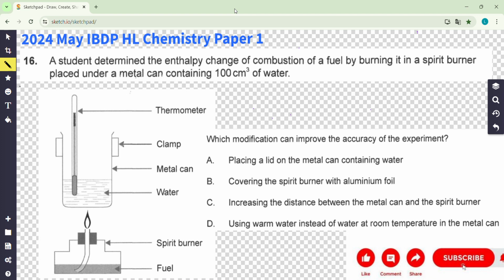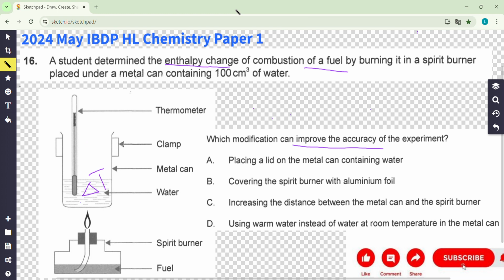Question 16 is about measuring the enthalpy change of the combustion of a fuel. How to measure it? By the change of temperature of the water. Okay. So the question is about how to improve the accuracy. Accurate, so less error. So where is the error of the measure of the temperature rise of the water?